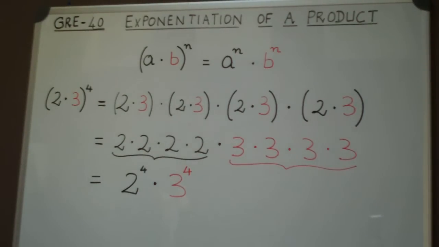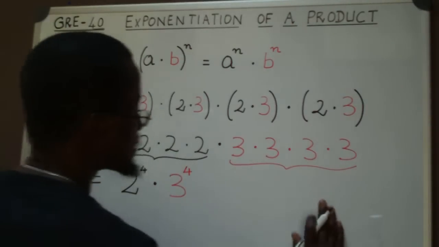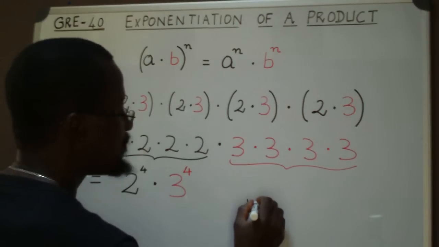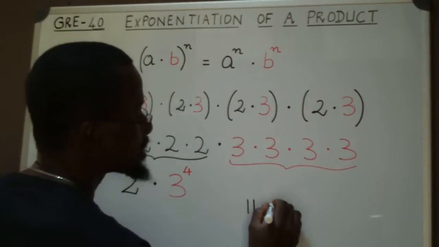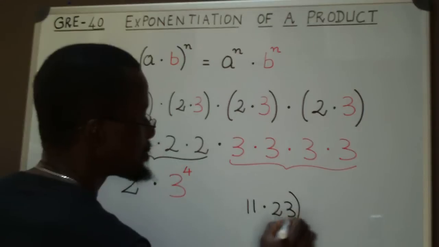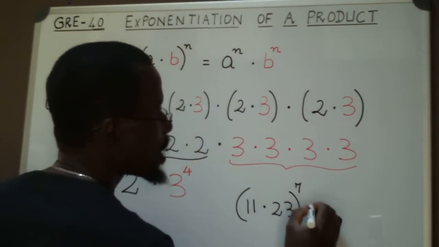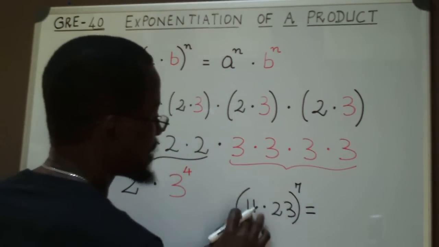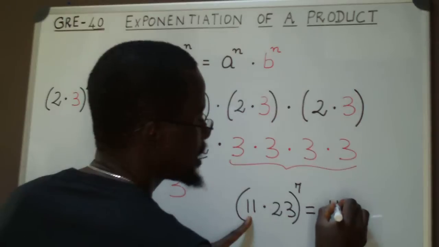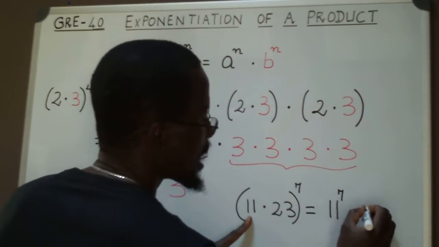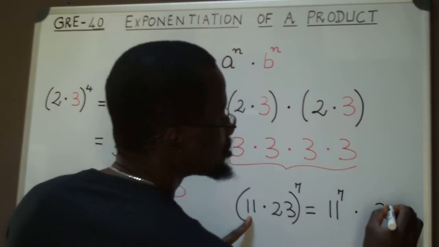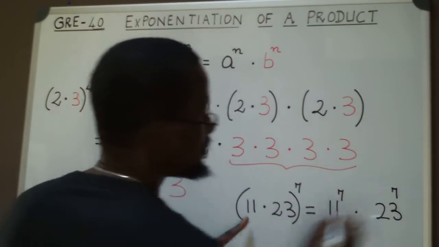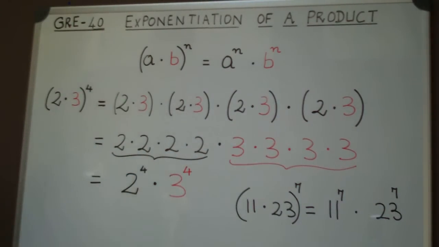I hope you understand this, and I would encourage you to go over the video one more time and make sure that you really do understand it. Let me give you one last example. Suppose I have 11 multiplied by, let's say, 23, and I raise this to the exponent 7. Whatever I get is the same as my first factor, 11, raised to the exponent 7, multiplied by my second factor, 23, raised to the exponent 7. That's what the formula says.